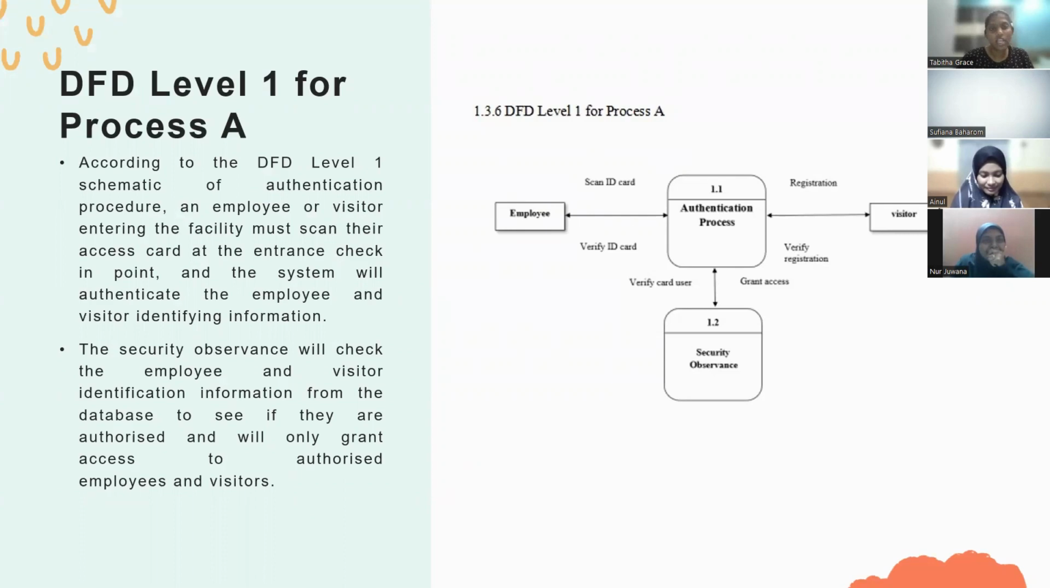The explanation is, according to the DFD level 1, in the authentication procedure, an employee or visitor entering the facility must scan their access card at the entrance check-in point, and the system will authenticate the employee and visitor identifying information. The security observer will check the employee and visitor identification information from the database to see if they are authorized and will only grant access to the authorized employees and visitors.